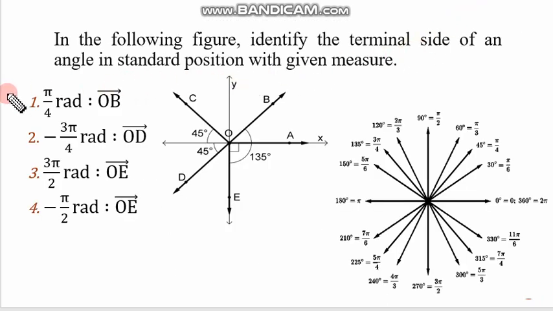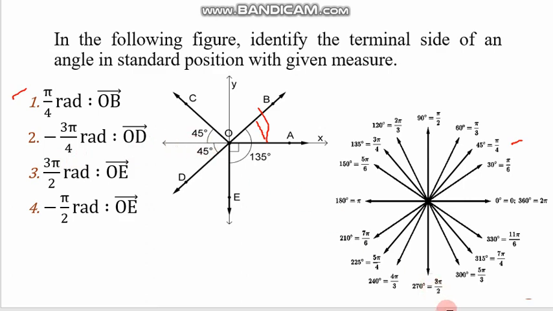with that, in the following figure we will identify the terminal side of an angle in standard position with given measure. Number 1, pi over 4 rad. So the pi over 4 rad is actually this one. So this is that angle. 135 minus 90, that's 45 degrees, or pi over 4. So that's ray OB.